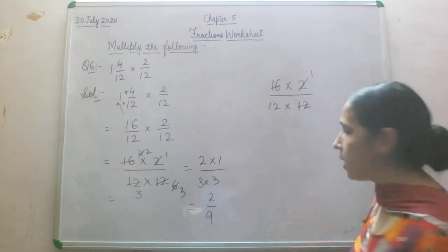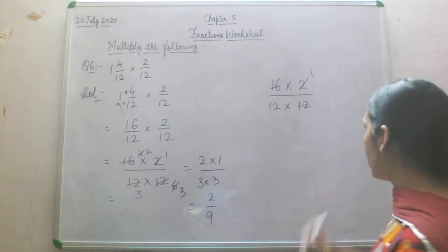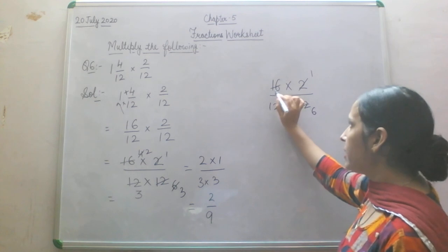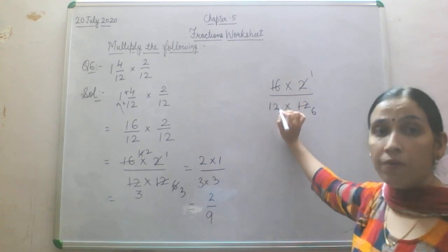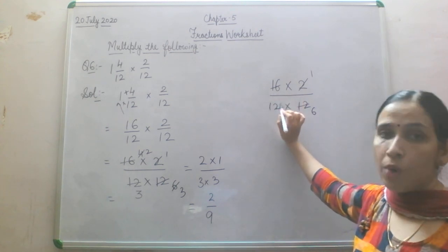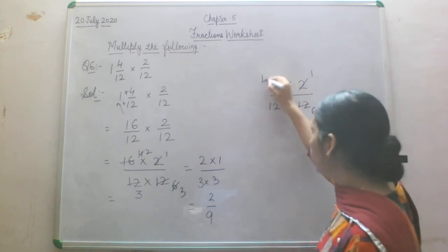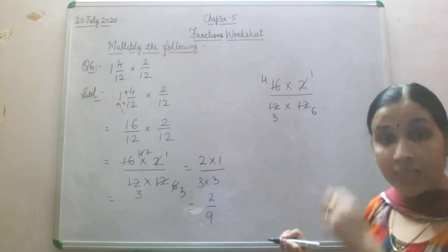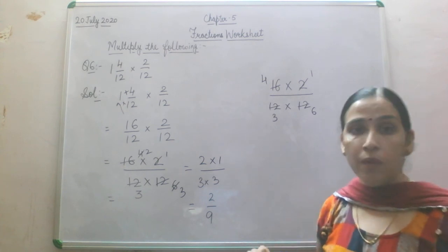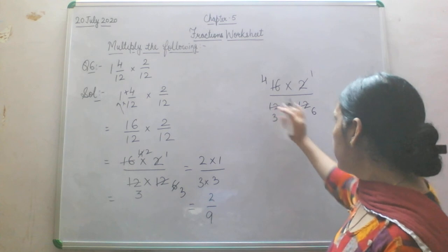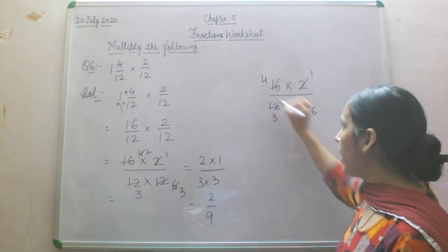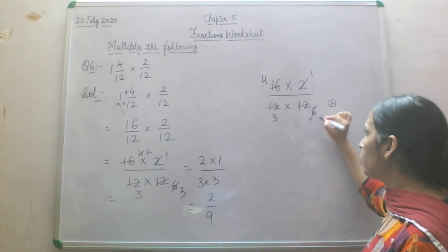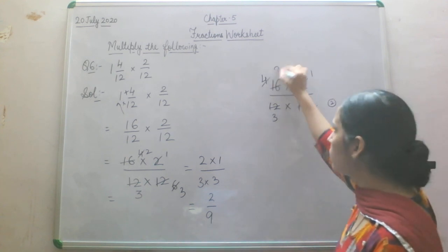So let's start. 2 ones are 2 and 2 sixes are 12. This we have done. Now we can see that 16 and 12 have 4 as a common factor, so we are going to reduce this. 4 fours are 16 and 4 threes are 12. After this you can see that 4 and 6 also have a common factor, which is 2. So we will reduce it. 2 threes are 6 and 2 twos are 4.